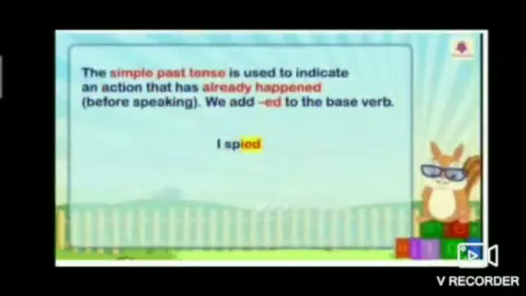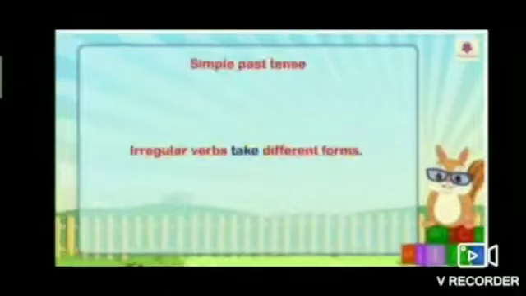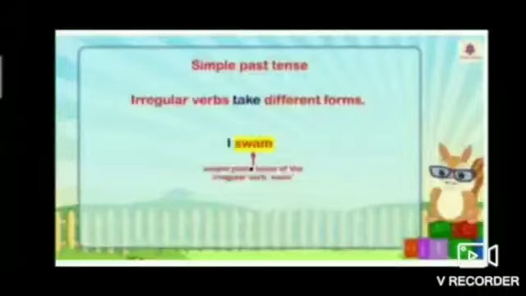The simple past tense is used to indicate an action that has already happened before speaking. Okay students? We add ed to the base verb. For example, I spied. Irregular verbs take different forms. For example, I swam. This one, simple past tense of the irregular verb swim. Okay students?